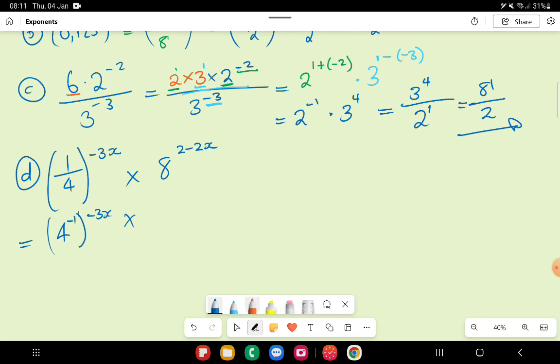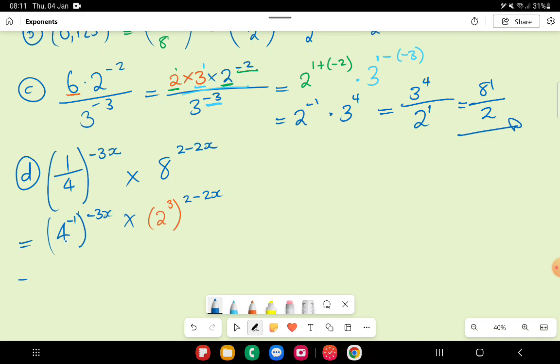Let's change the 8 to 2 to the power of 3. And I keep my exponents 2 minus 2x. Are you okay with that? So we converted both base numbers. And then let's multiply them out.